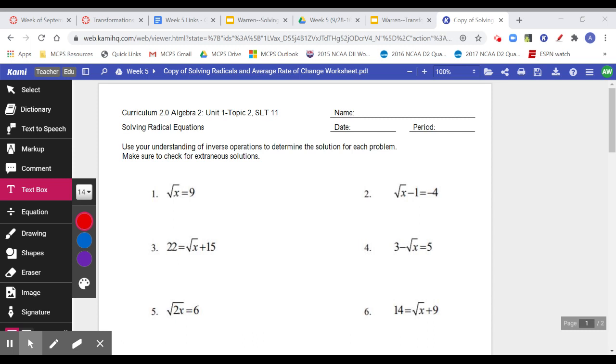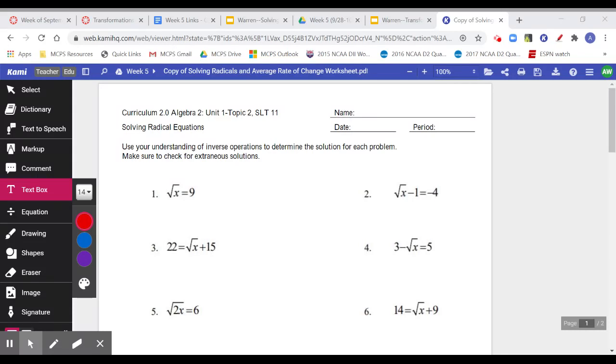Hello everyone, welcome back. In this video today, we're going to talk about two different things. First, we're going to talk about solving radical equations, and then we are going to talk about average rate of change. So these are two slightly different topics, but because we covered them in the same class period, we are going to talk about them both in this same video.